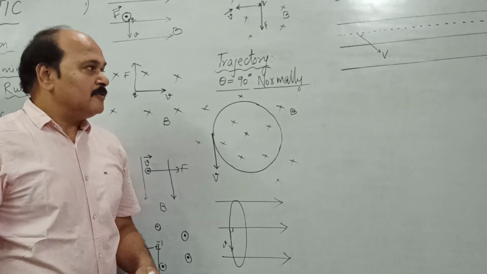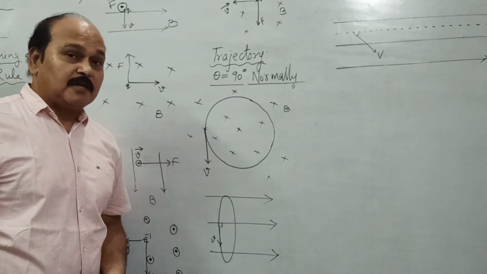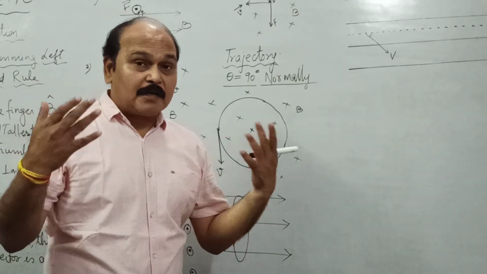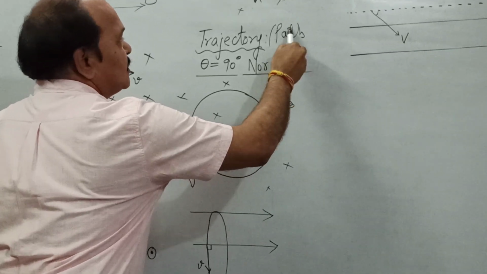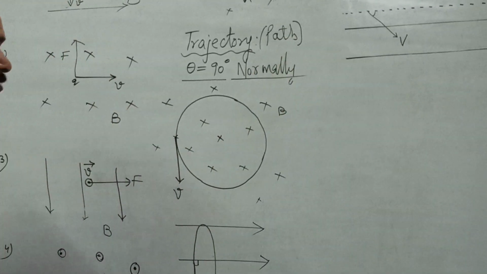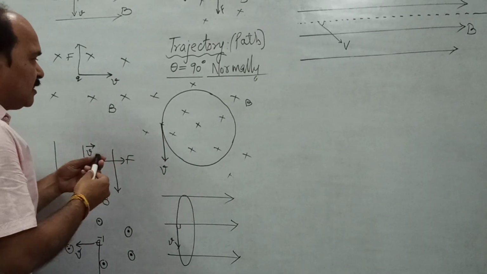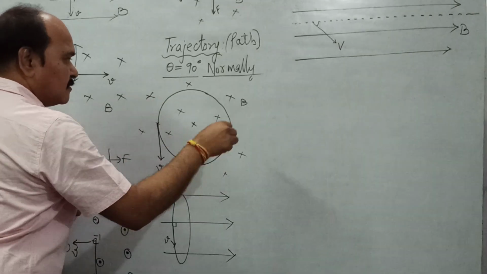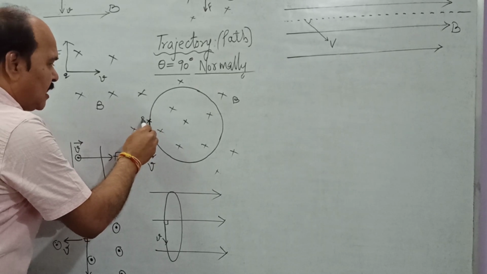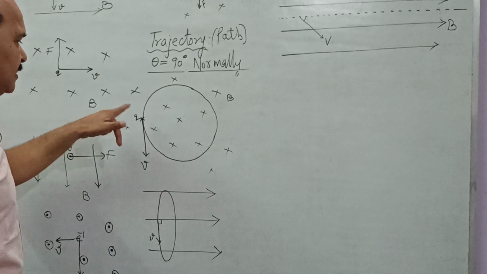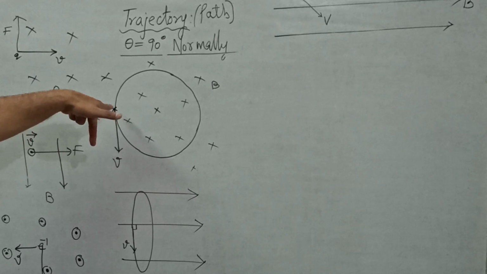Well, now children, let us talk about the trajectory of the charged particle. As a charged particle moves into a magnetic field, what kind of path does it move along? Trajectory means path, the locus of the points through which the charged particle moves. Now this is an example where the charged particle enters normally. The magnetic field is given as cross, and this is a positive charged particle, thrown downward with velocity v.